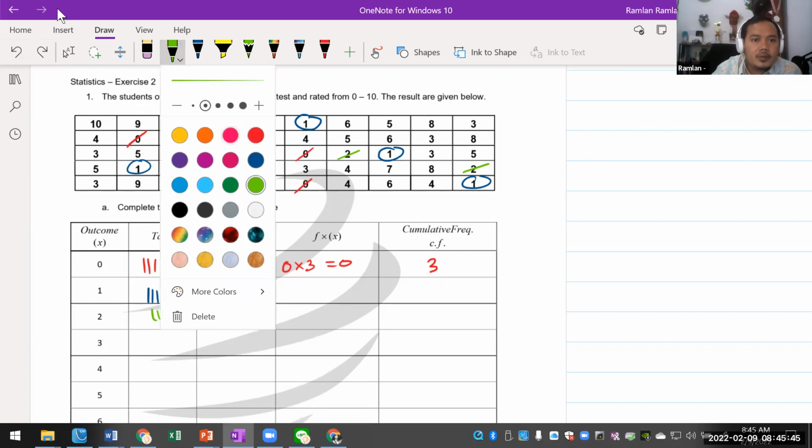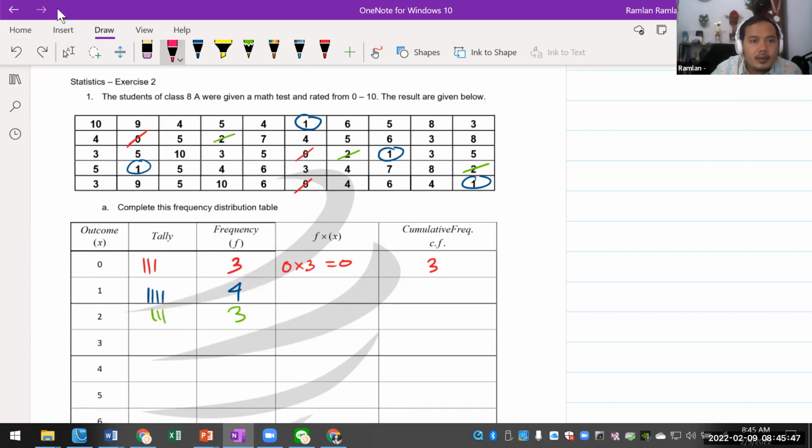I'm gonna use pink sign. 3 is this one here. 1, 2, 3, 4, 5, 6, 7. We have 7. Okay. And next one is 4.